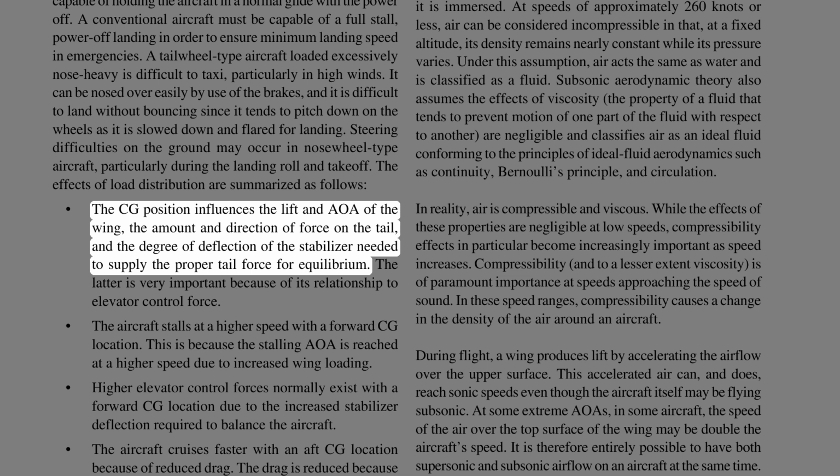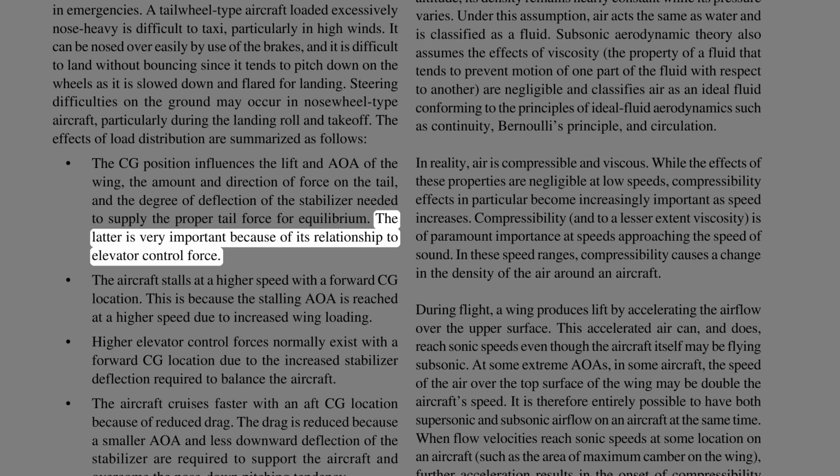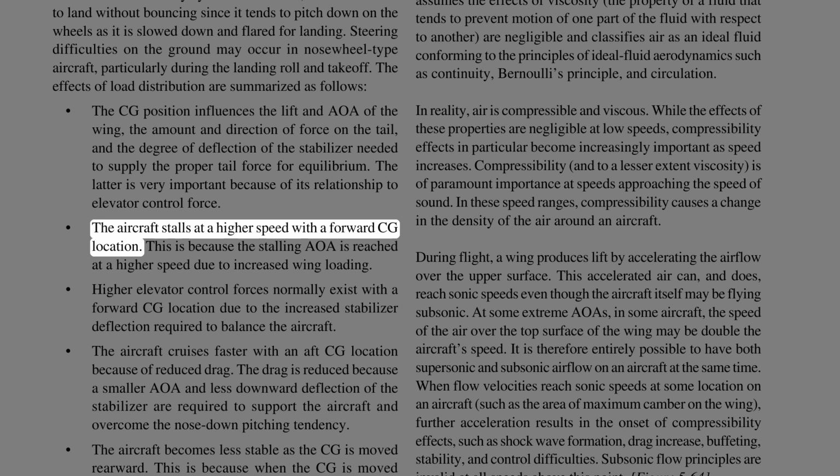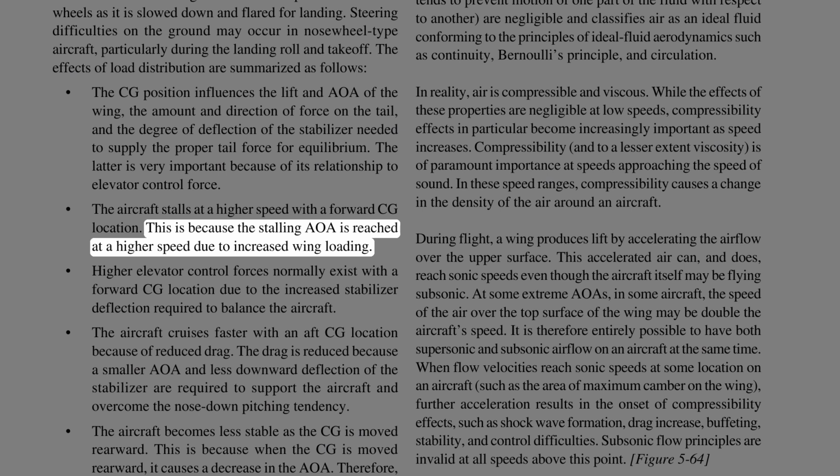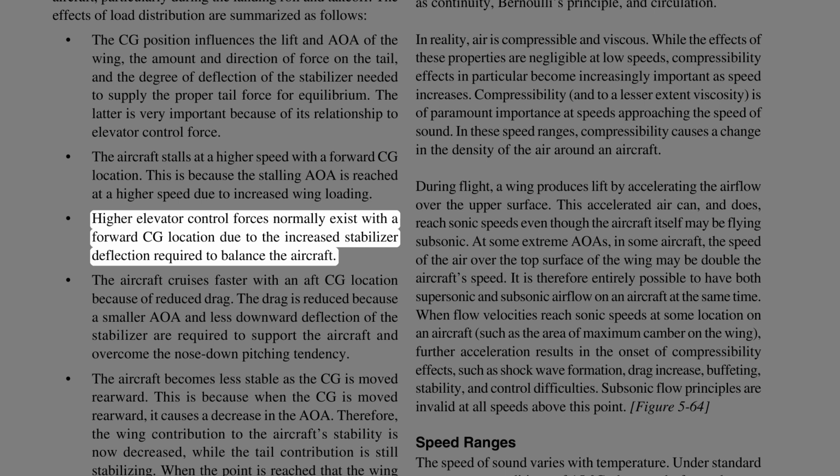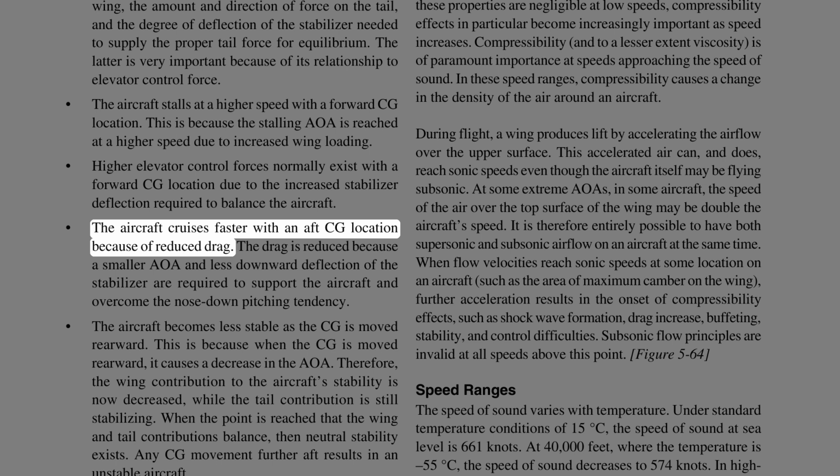The CG position influences the lift and yaw of the wing, the amount and direction of force on the tail, and the degree of deflection of the stabilizer needed to supply the proper tail force for equilibrium. The latter is very important because of its relationship to elevator control force. The aircraft stalls at a higher speed with a forward CG location. This is because the stalling AOA is reached at a higher speed due to increased wing loading. Higher elevator control forces normally exist with a forward CG location due to the increased stabilizer deflection required to balance the aircraft. The aircraft cruises faster with an aft CG location because of reduced drag.